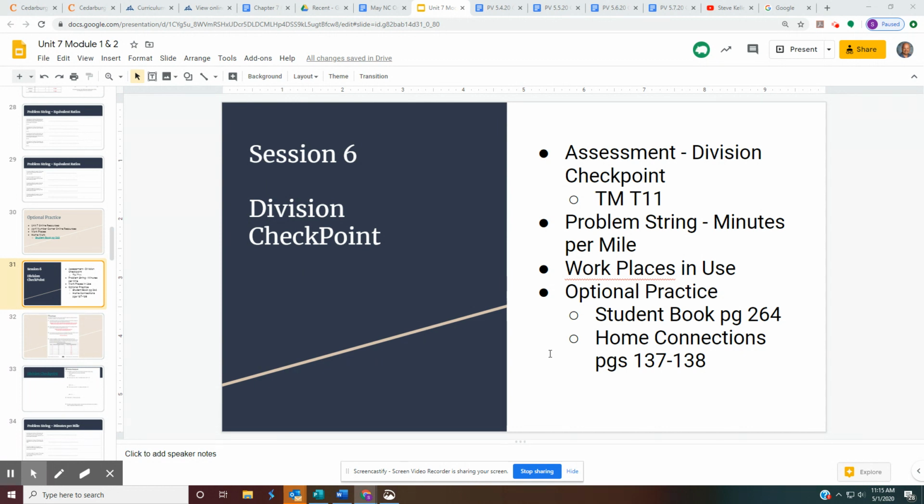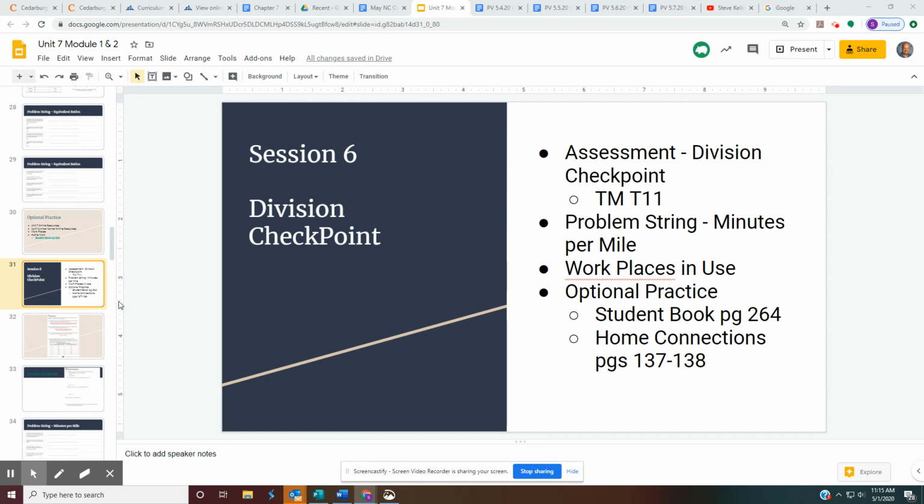Today, what we have on tap is a division checkpoint. So we're going to go over those. We also have a problem string to get through. And then you'll have an opportunity to do your student book page 264 and home connections pages 137 and 138 when we're all done. All right, shouldn't be a lot to do today. Just enough stuff to kind of refresh our memory on a little bit of division and move on.